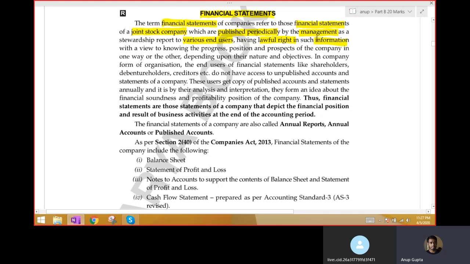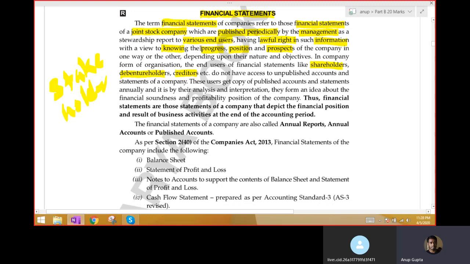And why do they have a lawful right, or why would they need the information of the financial statement? Because they want to know the company's progress, position, and prospects. And why would they want to know the position and prospects? Because they might be the debenture holders, they might be the creditors, they might be the bank, they might be the government, whosoever they are. All these people are collectively known as the stakeholders. They might be financially interested in the business, and their interest can be seen in the financial statements. They will be considered as end users, and they will use this financial statement.